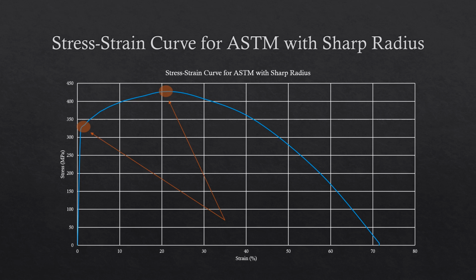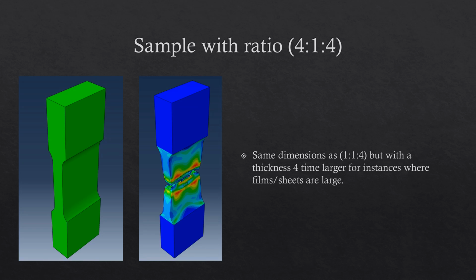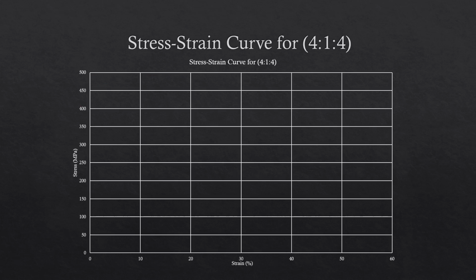the ASTM standard. And last but not least, we have the sample ratio with 4 to 1 to 4. This specimen has the same dimensions as the 1 to 1 to 4 ratio, but with a thickness 4 times larger, for instances where we are dealing with films or sheets that are very thick. In this stress strain curve for the 4 to 1 to 4 ratio, we can see that yielding and ultimate tensile strength are pretty similar to the ASTM standard.